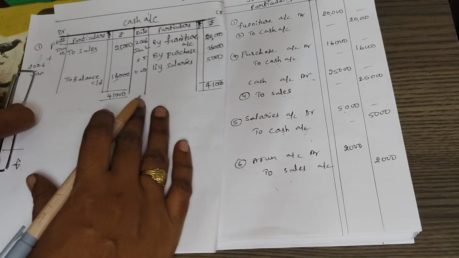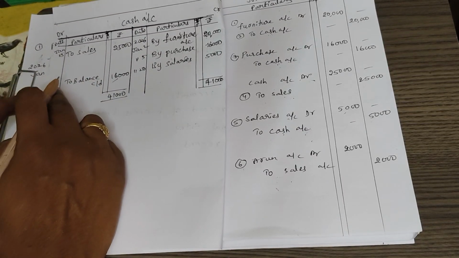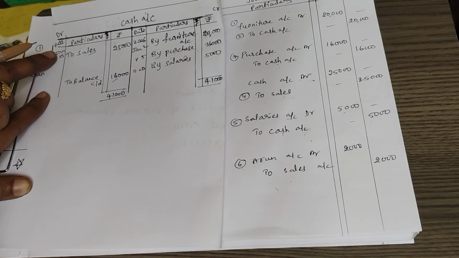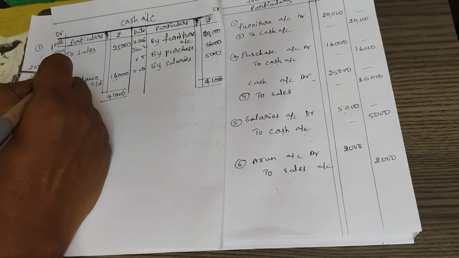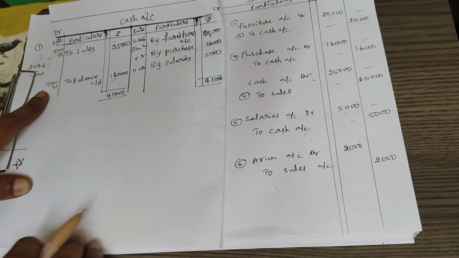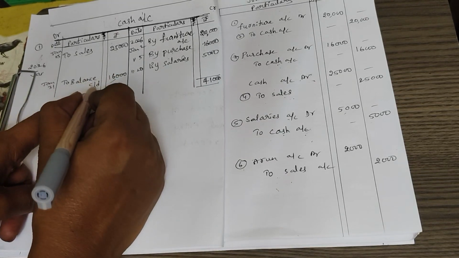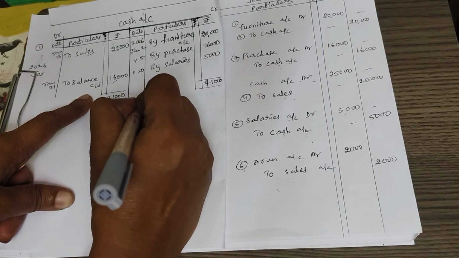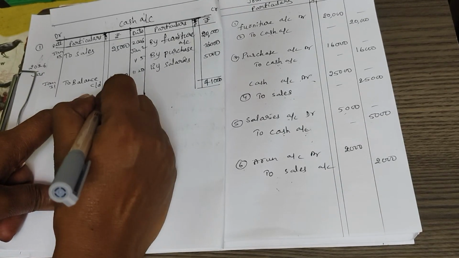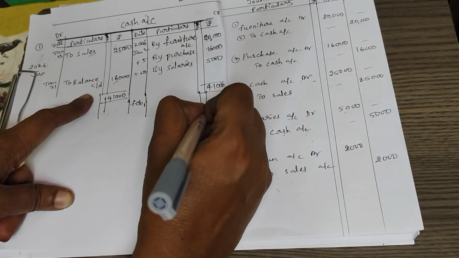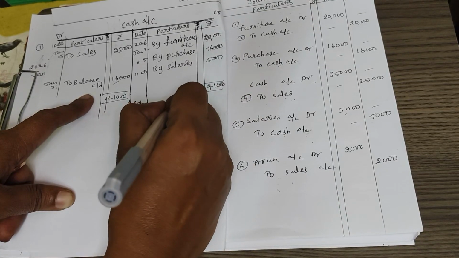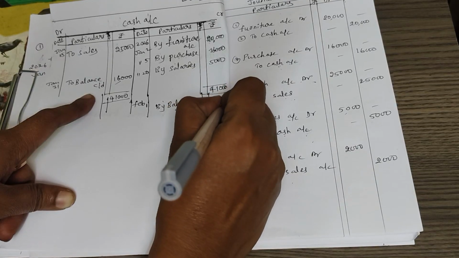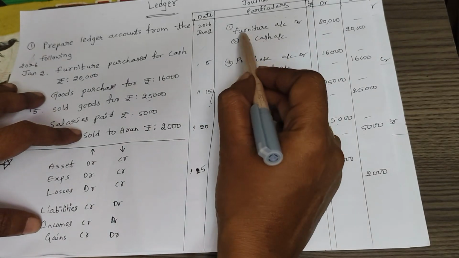So here we need to write the date also. What date do we need to write? We are writing in the month of January. In the month of January, what is the last date? 31st. So Jan 31st. Okay, and this balance you need to carry to the next month. What is the next month? February. So February 1st. What should we write here? By balance brought down. What is the amount here? 16,000. Next one is furniture.